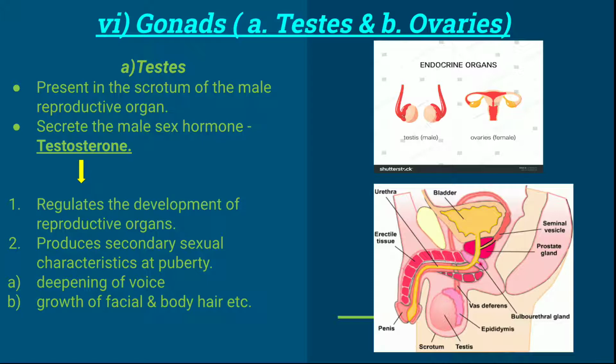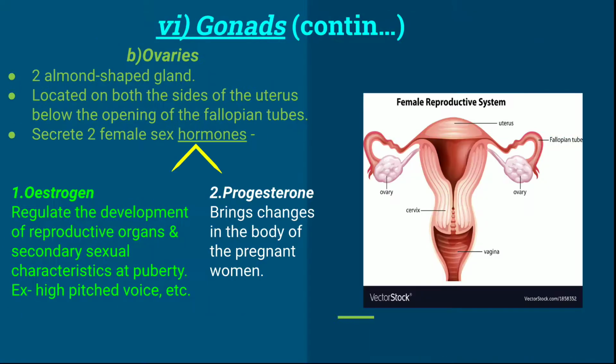Okay, what are the secondary sexual characters? That is growing of the beard, then facial hair, body hair, then the hair under the armpit, even the pubic region. Okay, then deepening of the voice, etc. These are the secondary sexual characters which are developed due to the release of testosterone, that is the male sex hormone. Next we come to the ovaries.